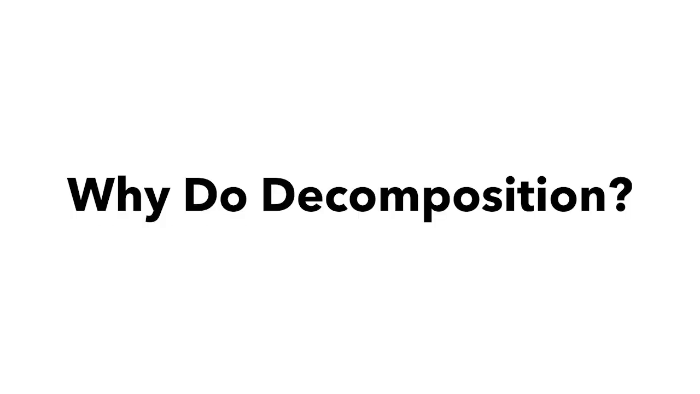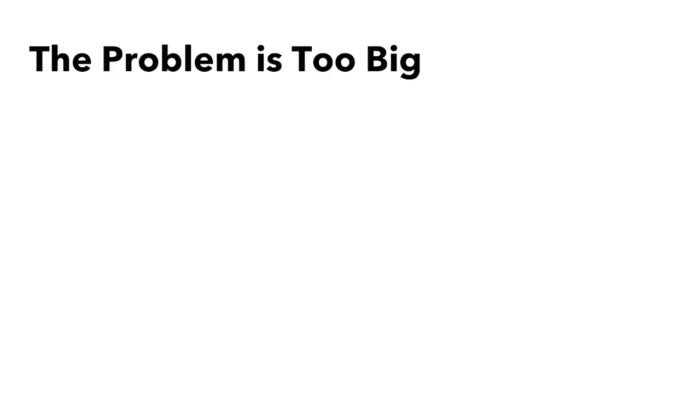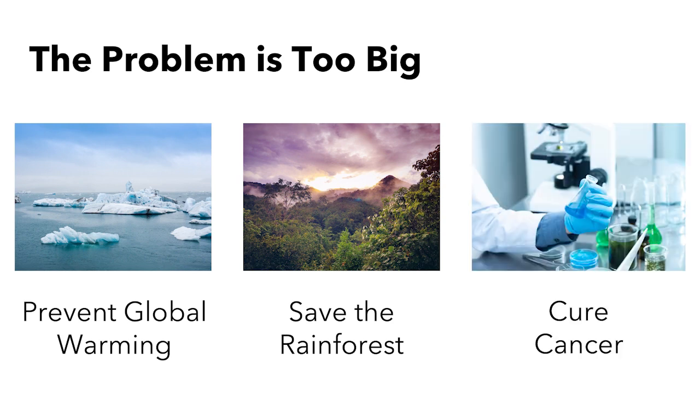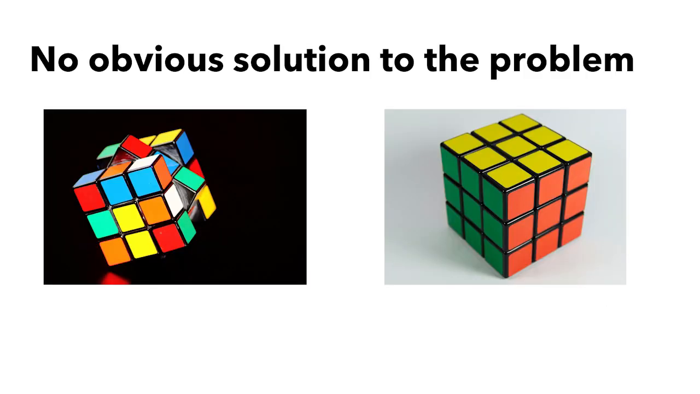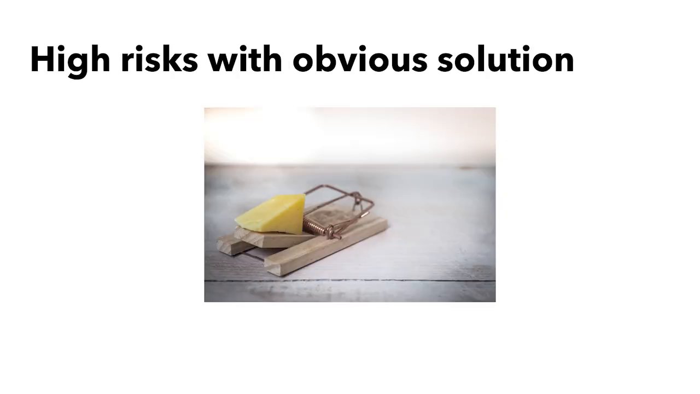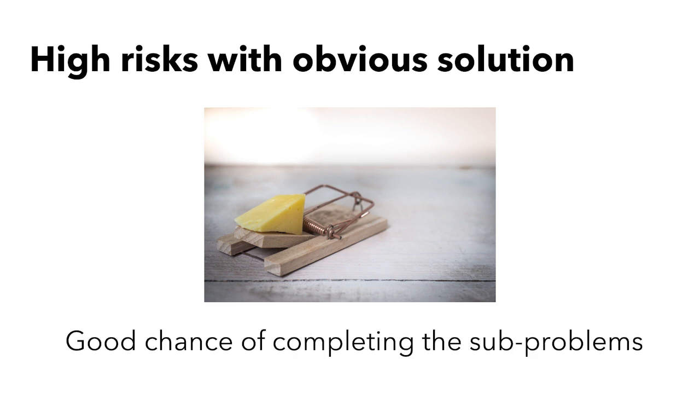Typically, we do decomposition if it's not obvious how to solve the problem, because it's too big, such as preventing global warming, saving the rainforest, curing cancer. We also do it if we cannot see a good way to solve a problem. After that level of decomposition, the resulting subproblems should be seen as doable by you. We also do it if the risks associated with the solutions you can see are too high. After this type of decomposition, you should feel that you have a good chance of completing the subproblems.